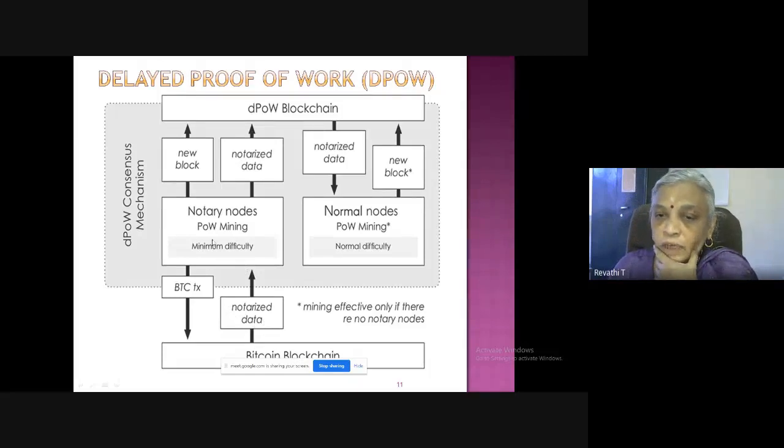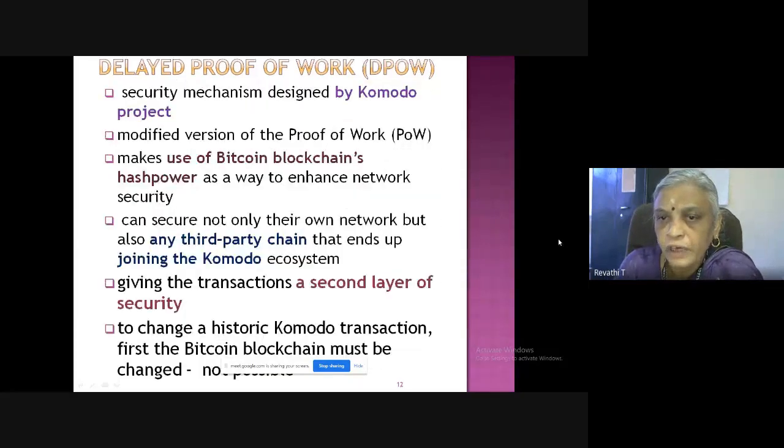Some nodes will do that. They are called notary nodes. So those notary nodes, by default, will do this proof of work. The data is changed into notarized data and put into Bitcoin. In addition to that, normal nodes will also be there. They will take the normal data, and only this notarized data will be put into the blockchain, right? So that's called delayed proof of work, right?